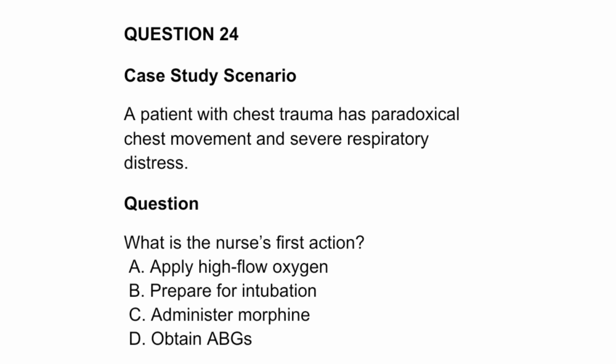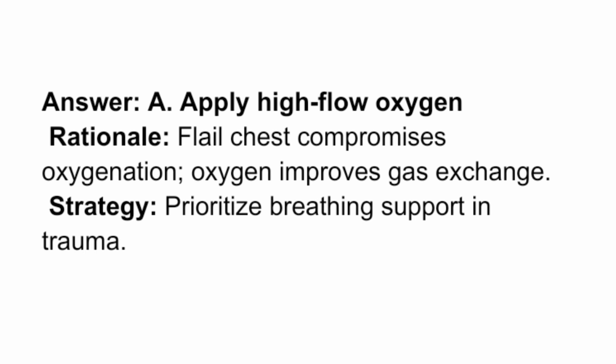A. Apply high-flow oxygen. B. Prepare for intubation. C. Administer morphine. D. Obtain ABGs. Answer: A. Apply high-flow oxygen. Rationale: flail chest compromises oxygenation. Oxygen improves gas exchange. Strategy: prioritize breathing support in trauma.